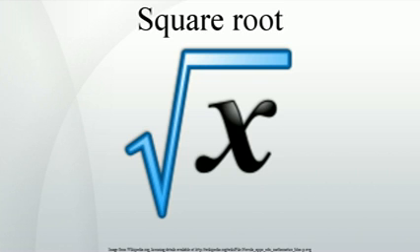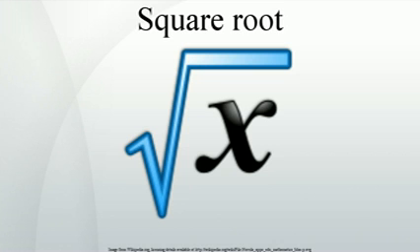Square root. In mathematics, a square root of a number a is a number y such that y² equals a, in other words, a number y whose square is a. For example, 4 and −4 are square roots of 16 because 4² equals (−4)² equals 16.